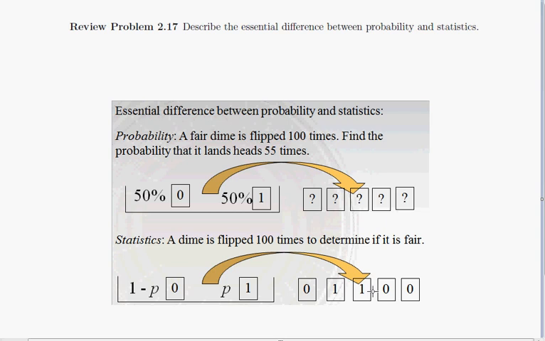So in the probability problem, the population is known. What's unknown is the sample that is drawn from that population. In statistics, it's the reverse. The sample is what's known, and from the sample we're trying to infer what the population looks like. So it's a subtle but important difference between a probability problem and a statistics problem, the role of which one is known and which one is unknown.